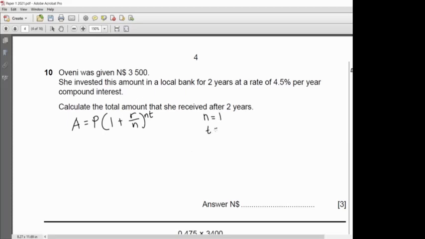Now t is the time. We have 2 years, so that's 2, and then our rate, it's given as a percentage, but you must always rewrite it as a decimal. So 4.5%, this is 4.5 over 100. That's what percent means. It means over 100. So this is equal to 0.045. Okay, and then our P, our principal, that's the amount that you start with, which is 3,500.